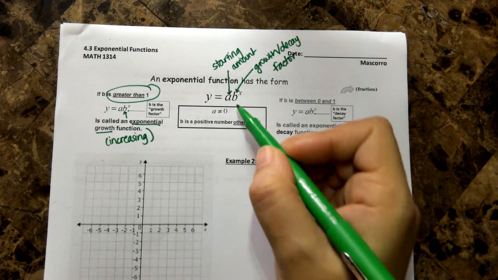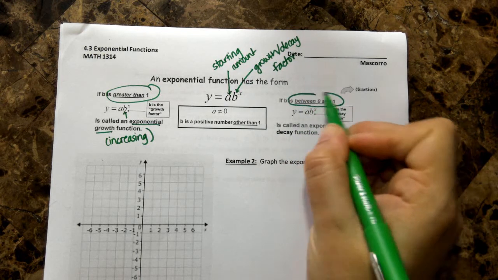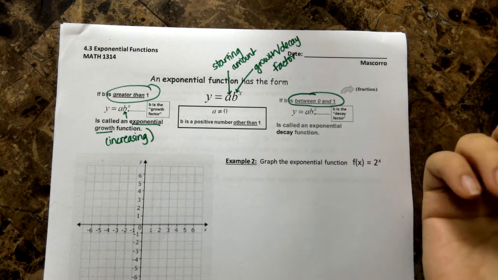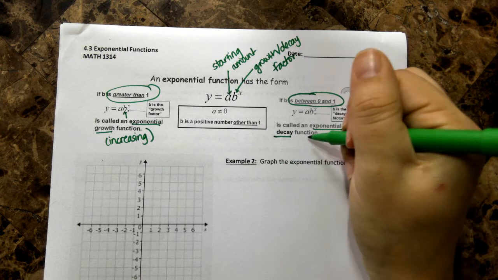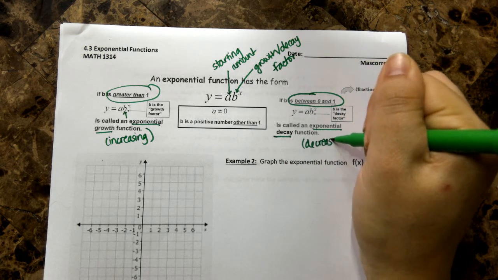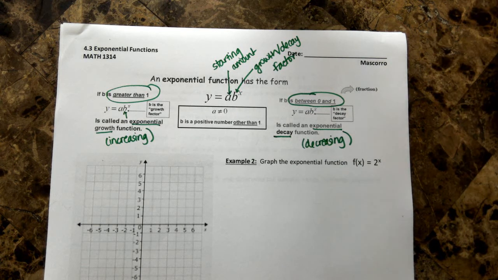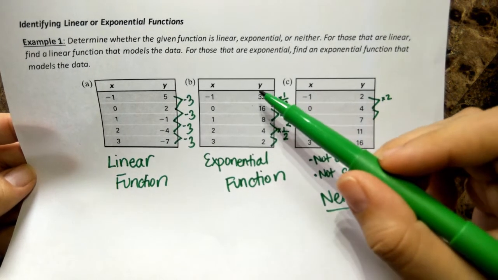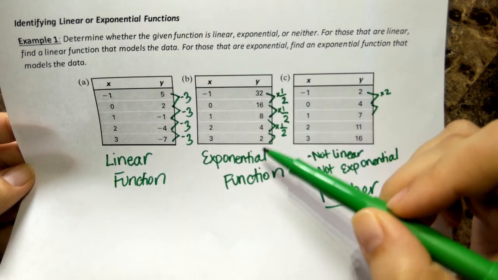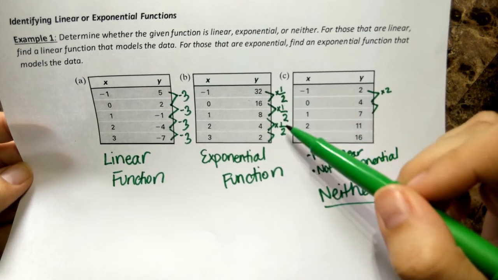If the growth factor or decay factor, the b value, is between 0 and 1, meaning a fraction basically between 0 and 1, or a decimal, then it's going to be called an exponential decay function. I've also heard decreasing, and I think that might be on your homework, so I'll go ahead and use that terminology as well. Okay, but that's how you can tell if the exponential function is going to increase or decrease over time. If we look at the previous example, the second table, the y values are getting smaller and smaller and smaller. It's because the growth or decay factor was less than 1, greater than 0, between 0 and 1, which is 1/2.